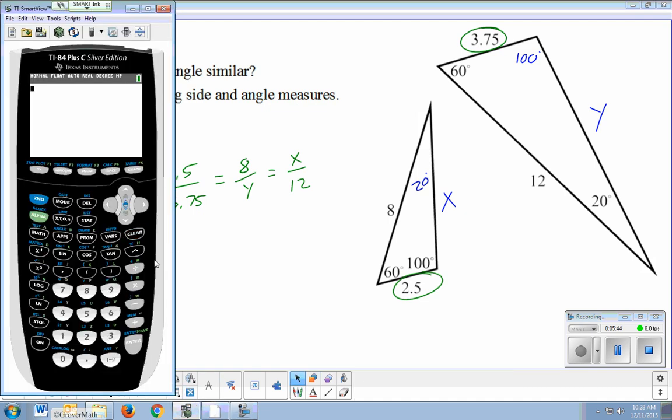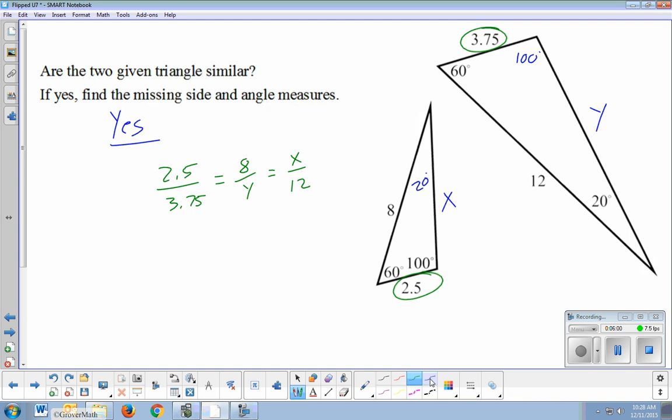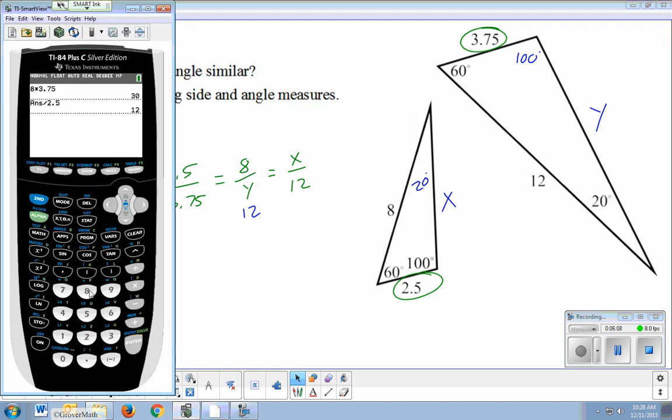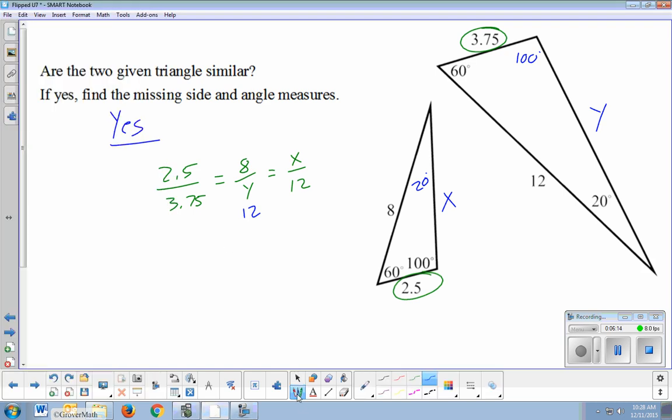And so we could do a little cross multiplying here. 8 times 3.75 divided by 2.5 will get me y, which is 12. And again we could cross multiply here to get the other piece. So let's do 8 times 12 divided by 12. Well, I can just tell that's going to work out to be 8. 8 over 12 equals 8 over 12, right? So this equals 8 and this equals 12. But we determined that they were similar by the fact that all the angles were congruent.